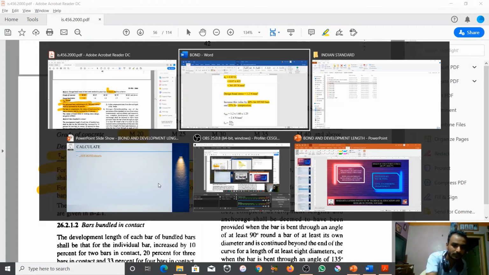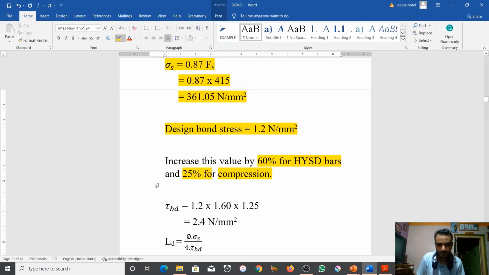Look here, you increase this value. Tau BD is 1.2, but we have a HYSD bar, so it is multiplied by 1.6. As well as this bar in the compression zone, so multiply by 1.25. This value will increase to 2.4 Newton per mm square. We have two conditions here, and both are fulfilled.